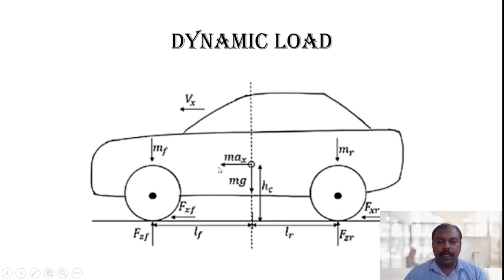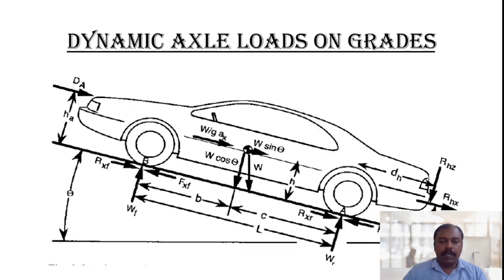If it is climbing a grade, then the loads will be different. The grade is the surface inclined at an angle theta from the level road. And these are the loads acting on a vehicle when it is making a climb. At the center of gravity, W, the weight of the lumped mass, is acting, always vertically downwards, and that is divided into two components.